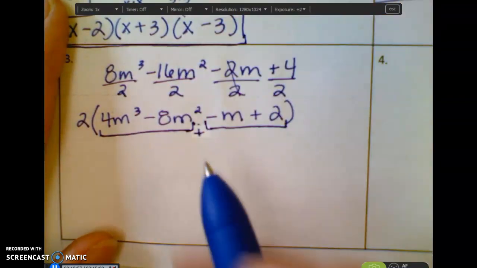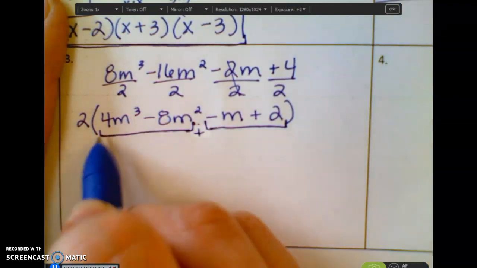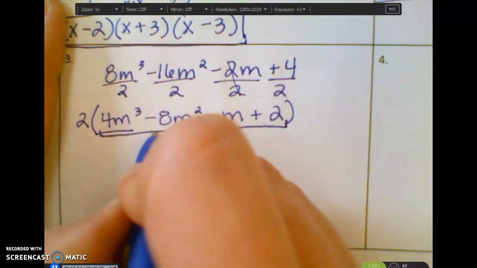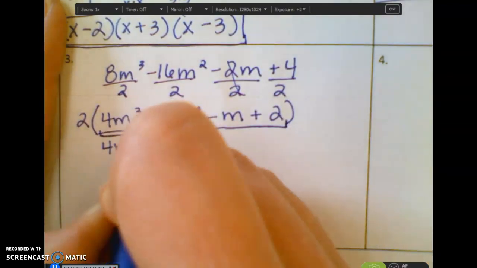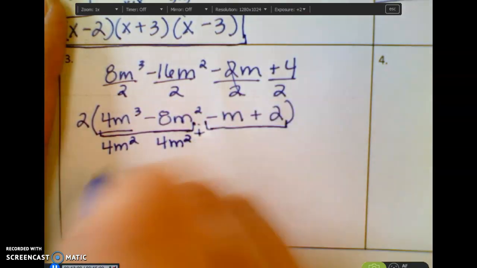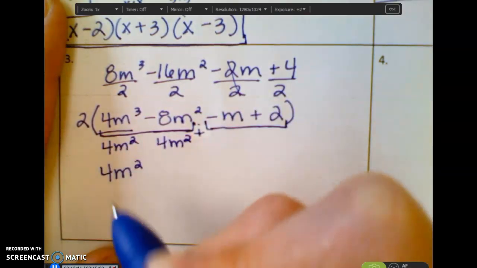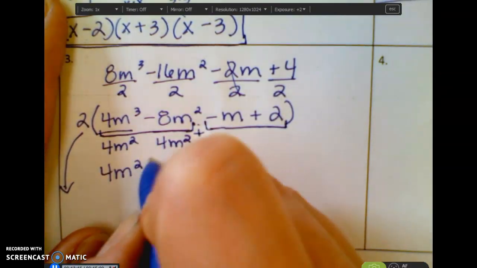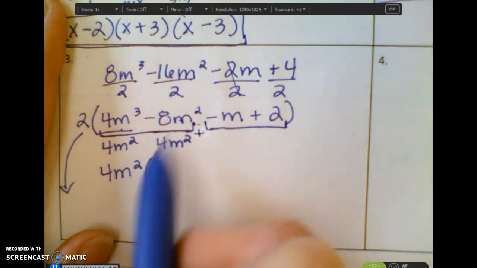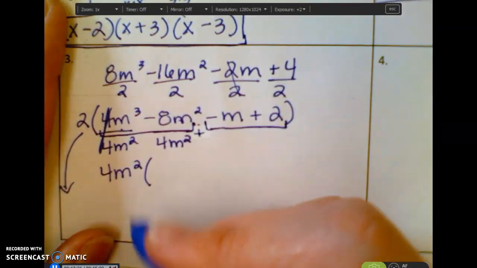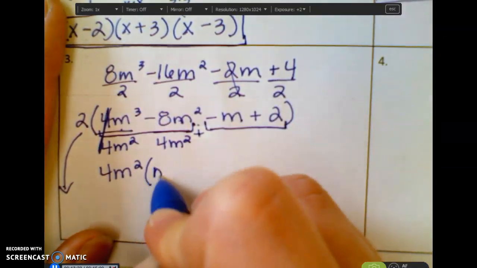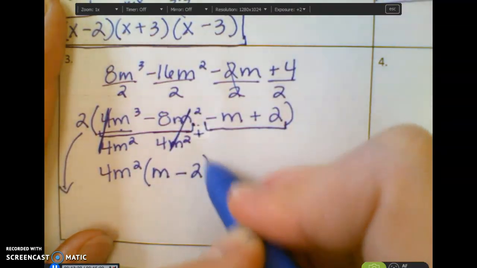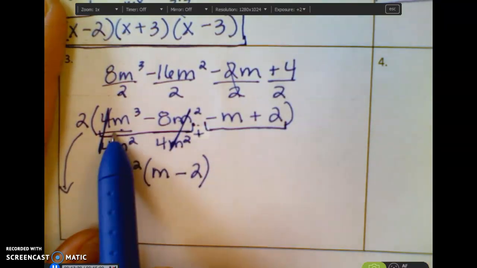Okay, same process that we have been doing. What can we take out of 4m cubed and negative 8m squared? We can take out of both of those a 4m squared. So we'll bring down that 4m squared. For now, leave the GCF. We will bring it down later. So I'm taking a 4m squared out of both of these, and then what are we left with? Those 4's cancel. M cubed over m squared is m, and then negative 2, the m squareds cancel. So that was my GCF of this first section.